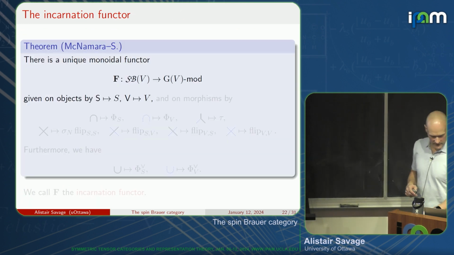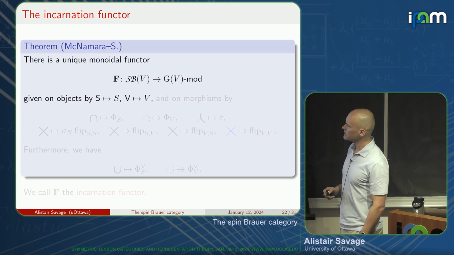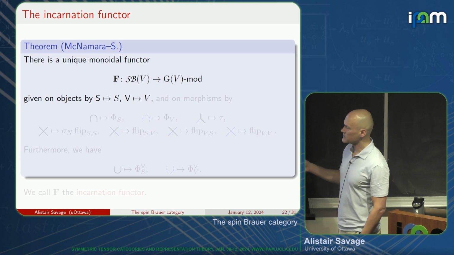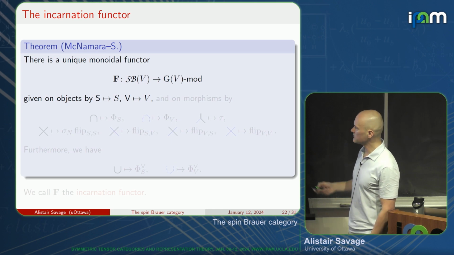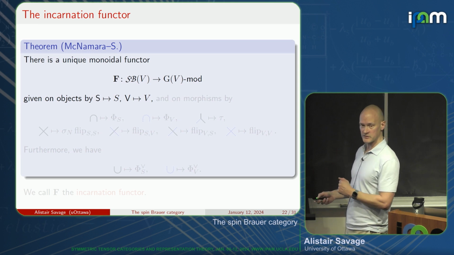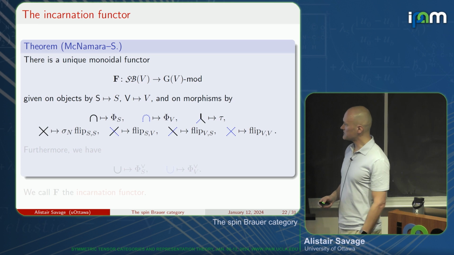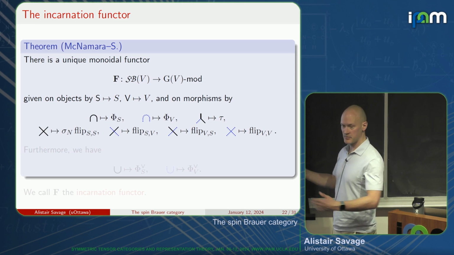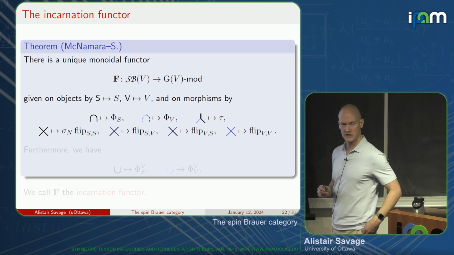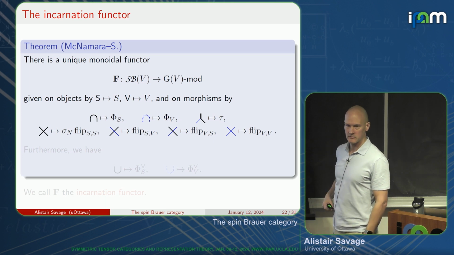Okay, so now we have our incarnation functor. So what is our functor? There's a unique monoidal functor from the spin Brauer category at these special values of the parameter to modules for GV, which was either pin or spin, depending on the parity of the dimension of V. It sends our categorical spin module to the real spin module. It sends the categorical vector module to the real vector module. And on morphisms, it sends our caps to the pairings that we had on these modules. It sends the trivalent vertex to this Clifford multiplication map that I told you about on the previous slide. And it sends the crossings to flips, up to a sign.